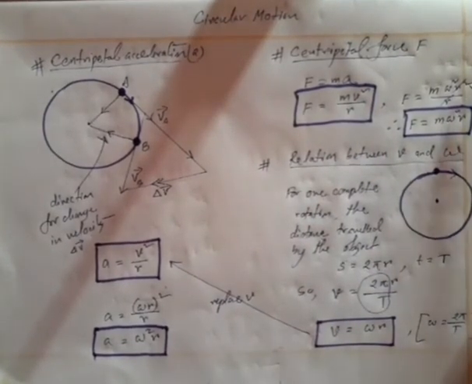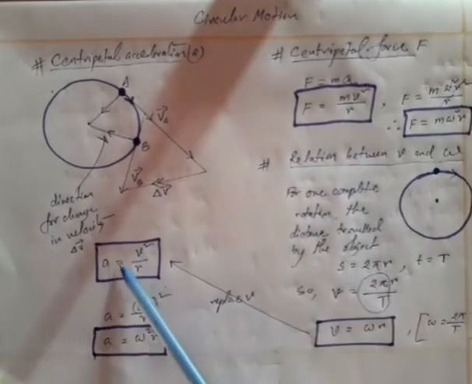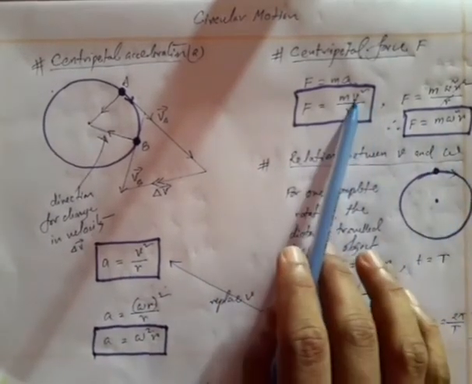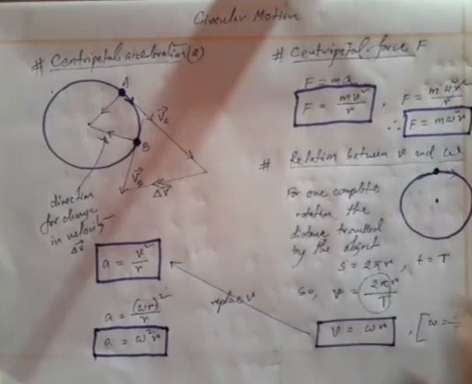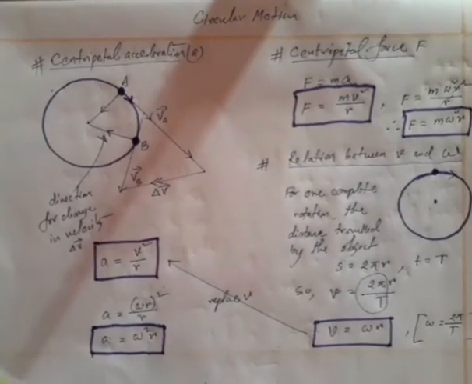As we have the relationship between linear velocity and angular velocity, v equals omega r, we have two forms of centripetal acceleration and two forms of centripetal force. F equals mv square by r, F equals m omega square r. Done.